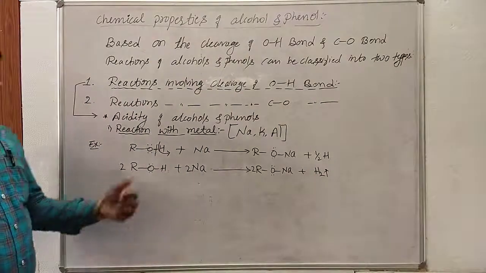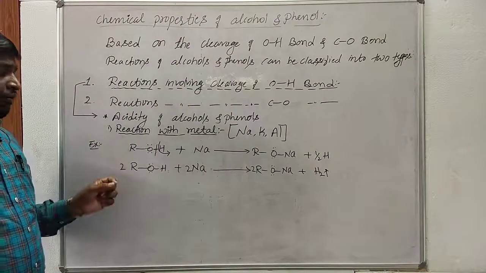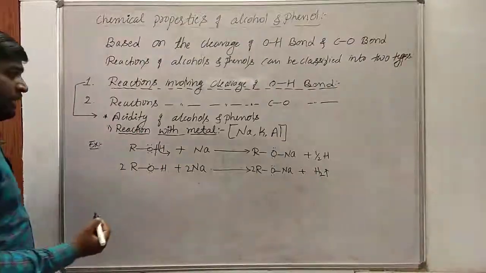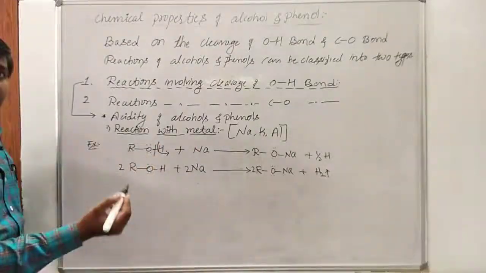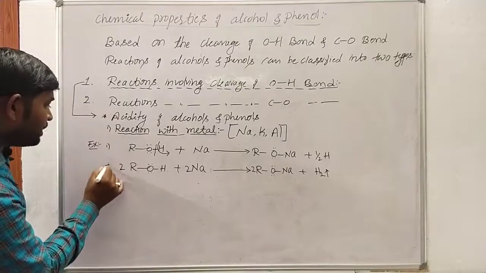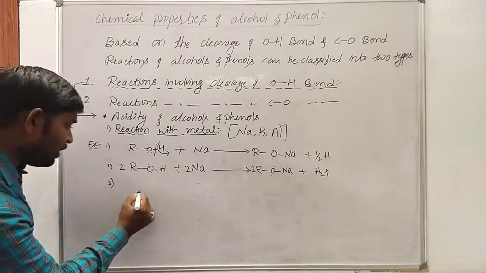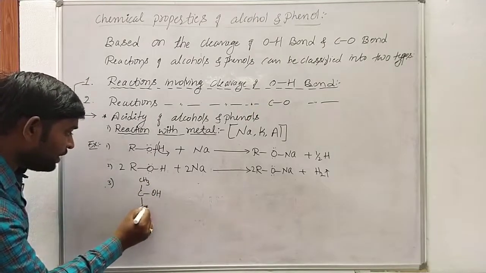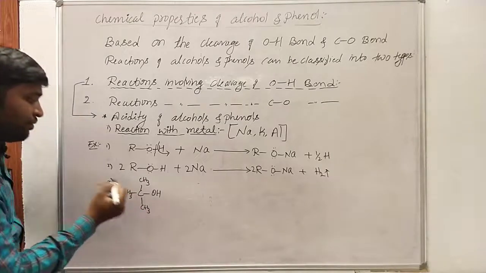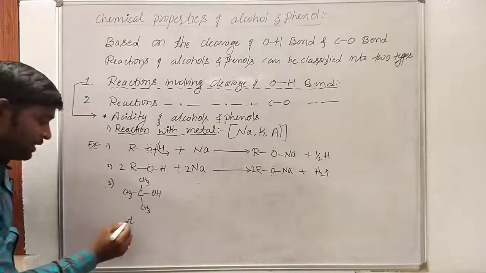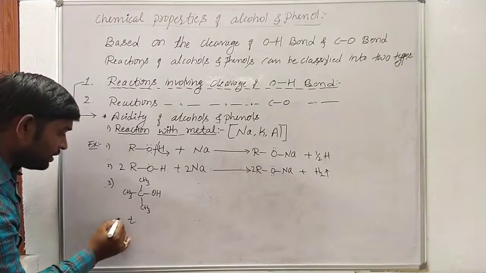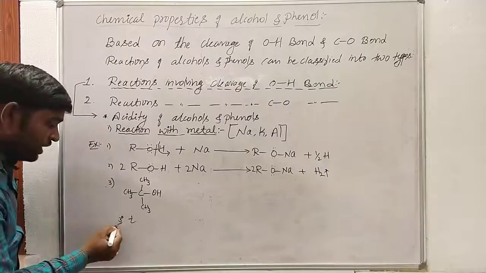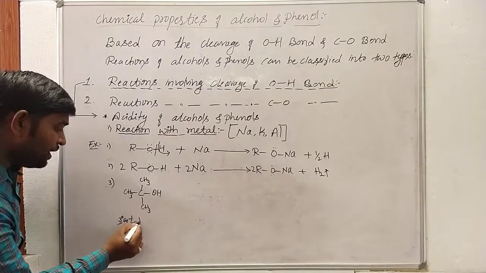Further, let us consider the reaction of alcohol with aluminium. Let us take the alcohol tertiary butyl alcohol. As you know, how to write tertiary butyl alcohol: this is C-OH, this is CH3, CH3. This is tertiary, we write it as 3 degree, or we write T for tertiary.